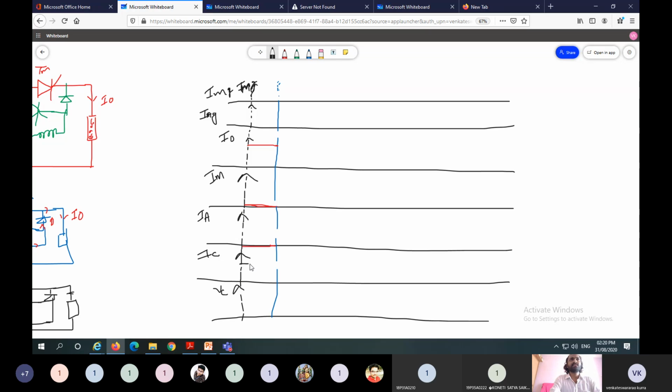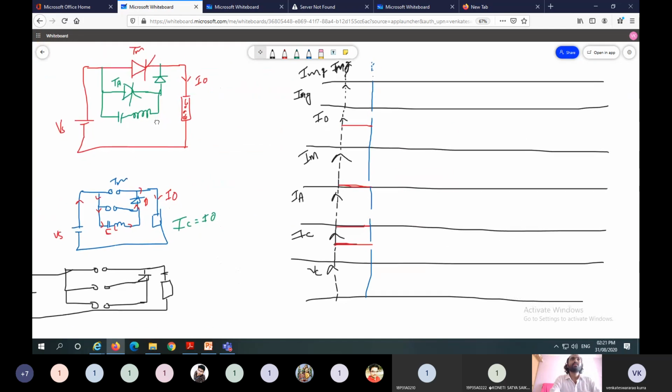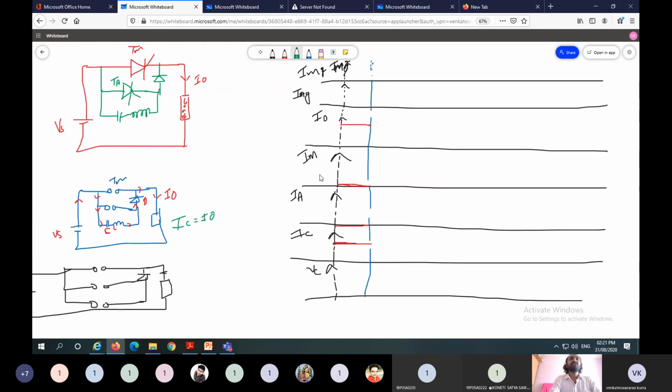Assume this capacitor current is some minor, because in this condition, I0 is load current and which passes through capacitor, inductor. All elements are connected in series. So capacitor current IC equal to I0. So this is the graph for I0. This one, I0 is constant, so similar to I0.